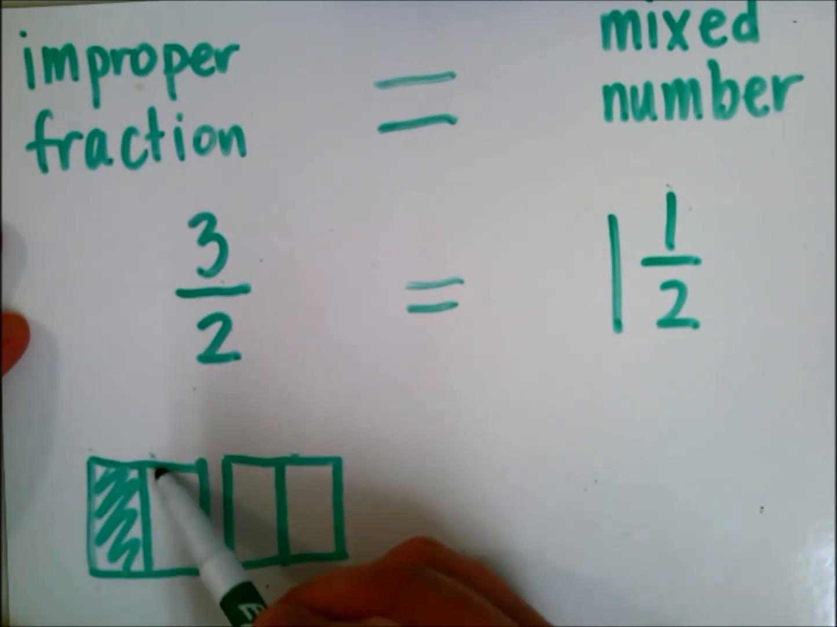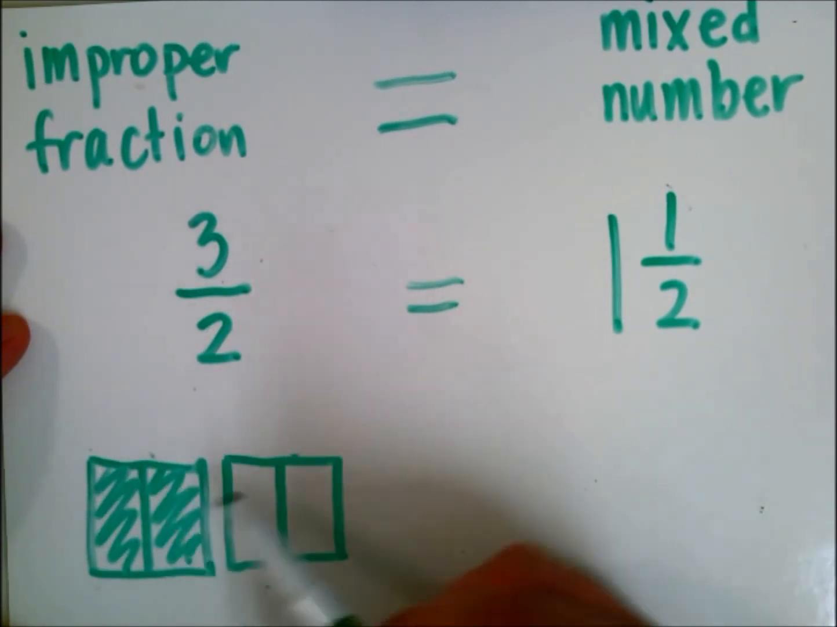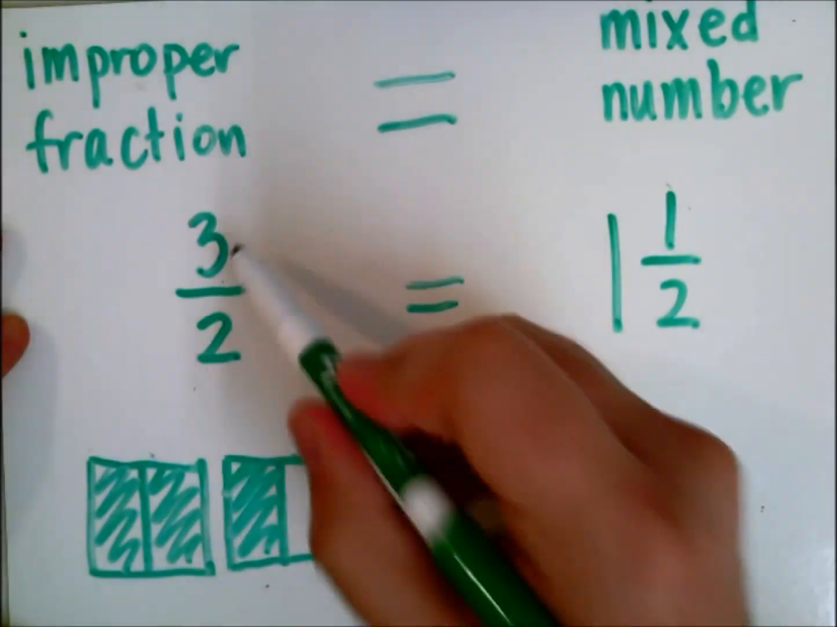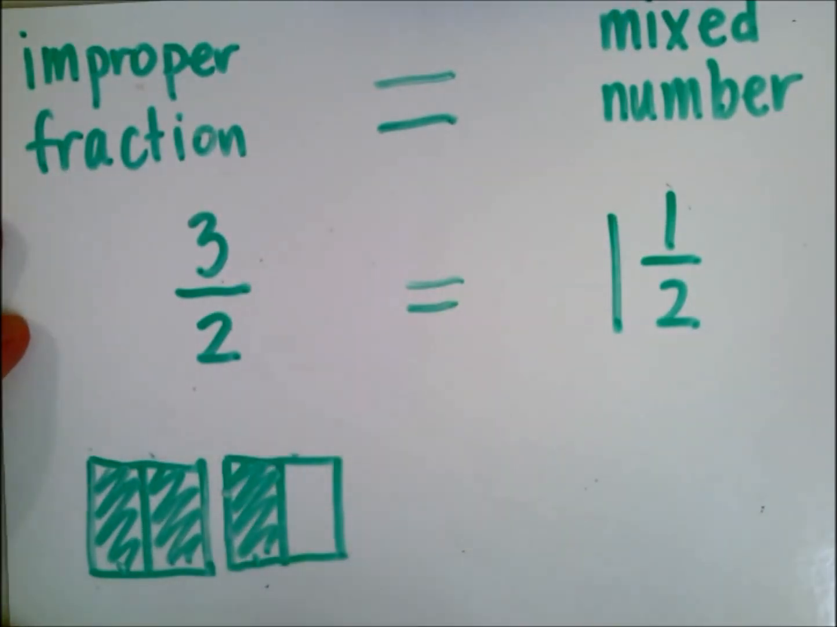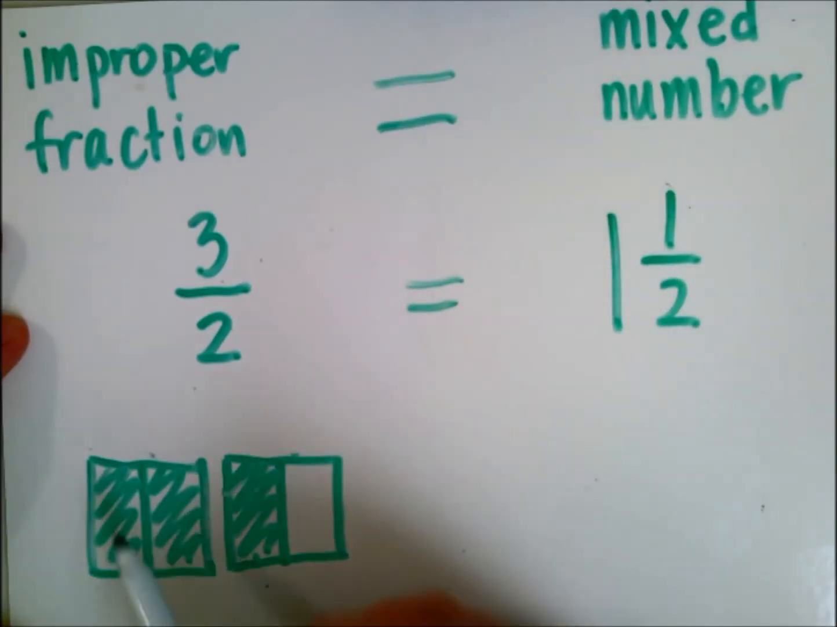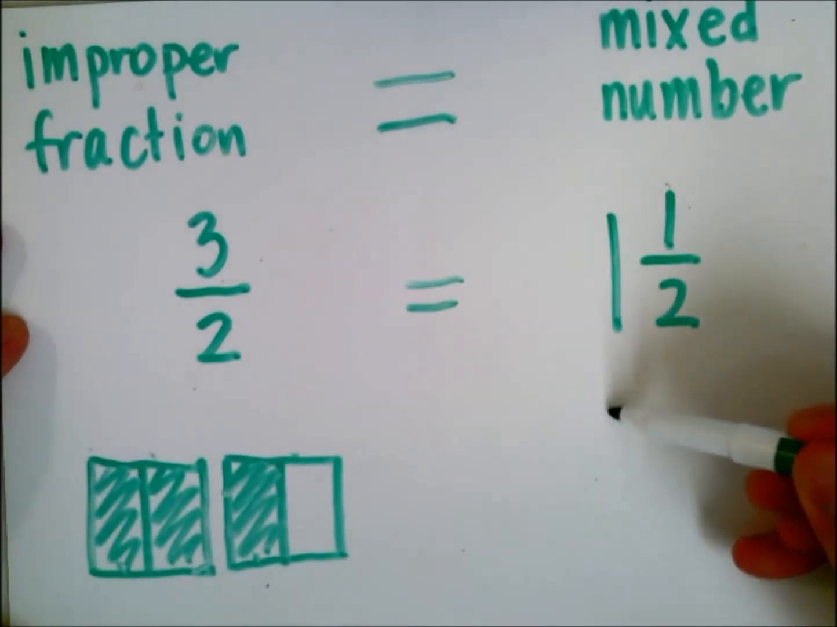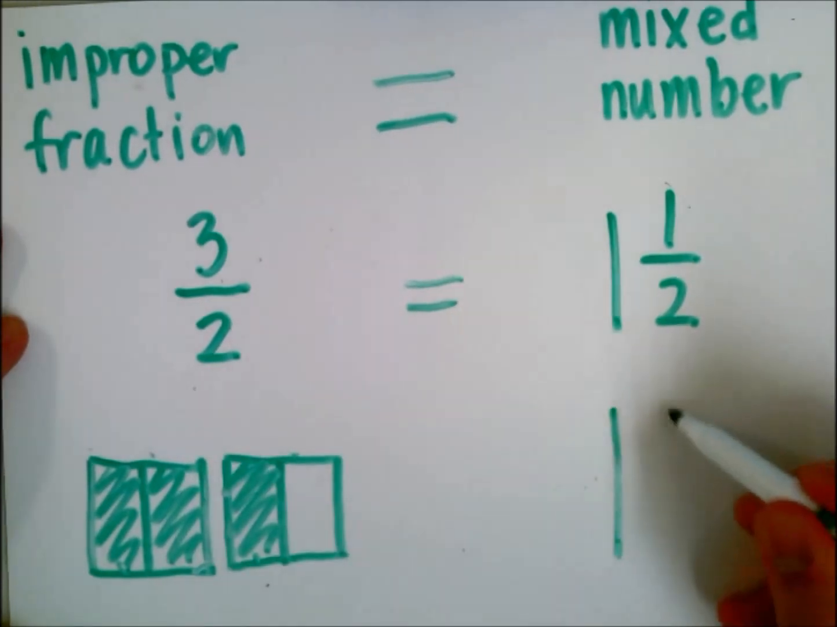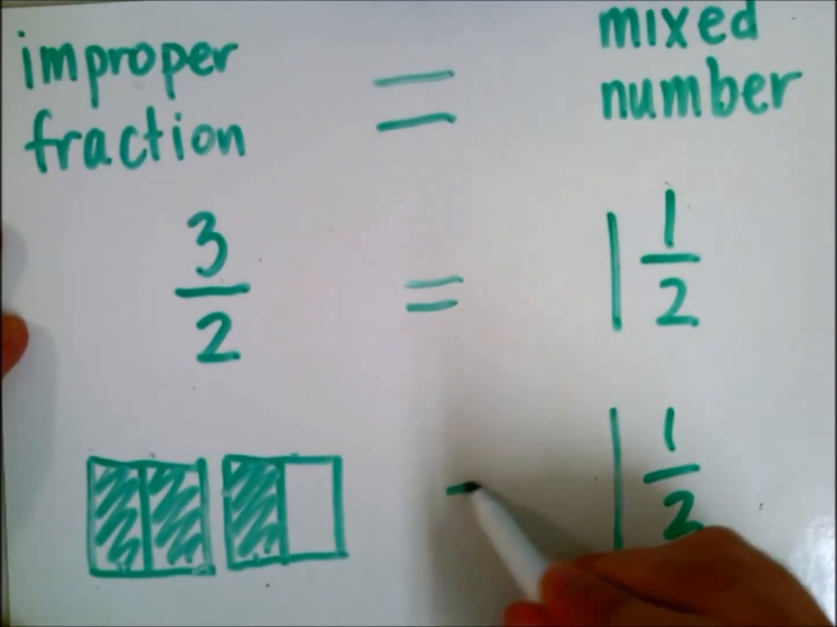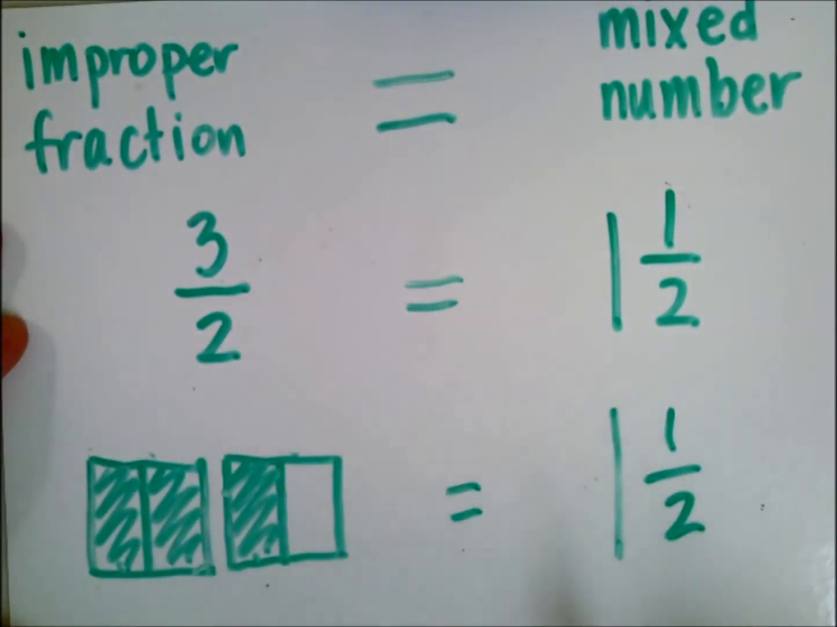So this is 1/2, 2 halves, or 1 whole, and then another half to make it 3 halves: 1, 2, and 3. And what this tells me, if I count this in terms of a mixed number, is I would have 1 whole and 1/2 of another, meaning that 3 halves equals 1 and 1/2.